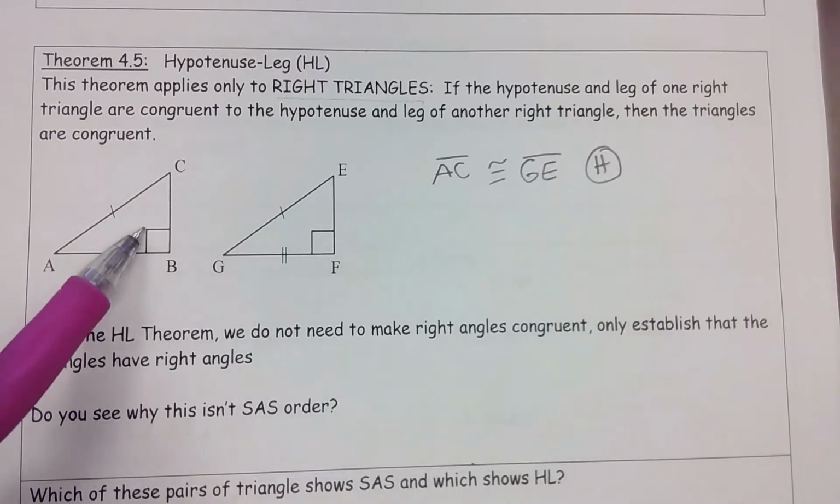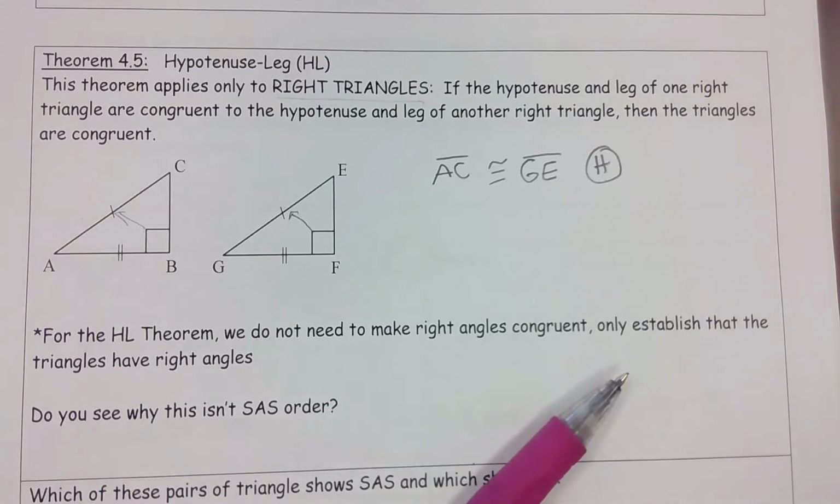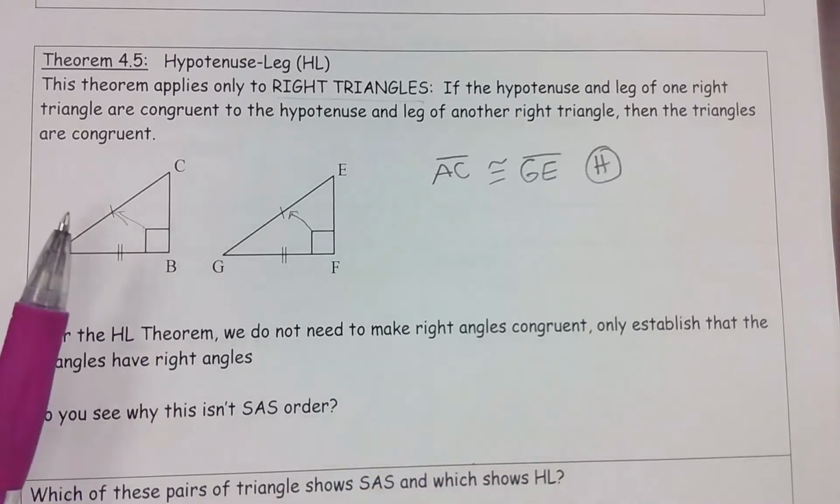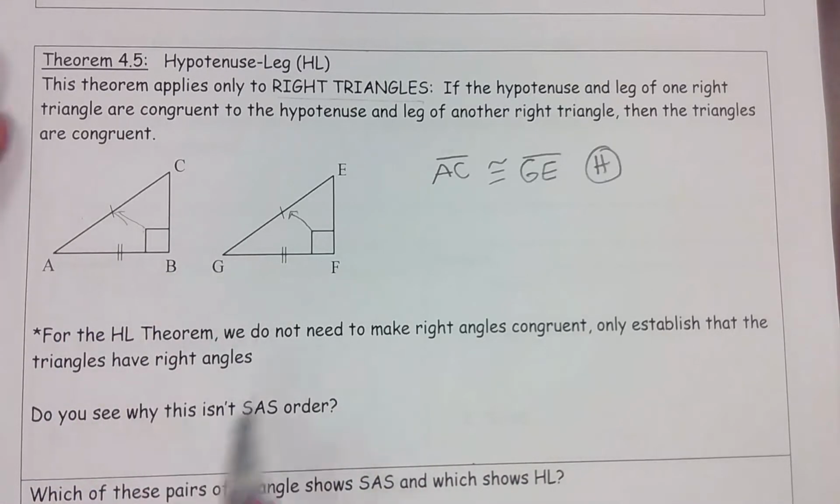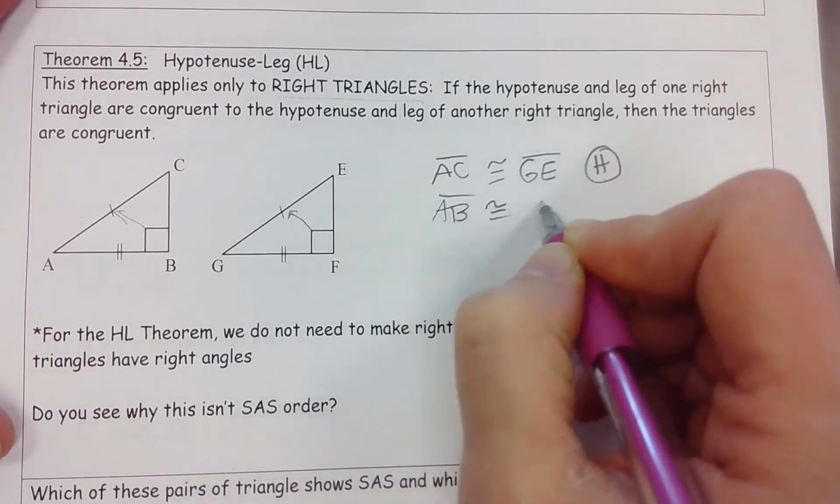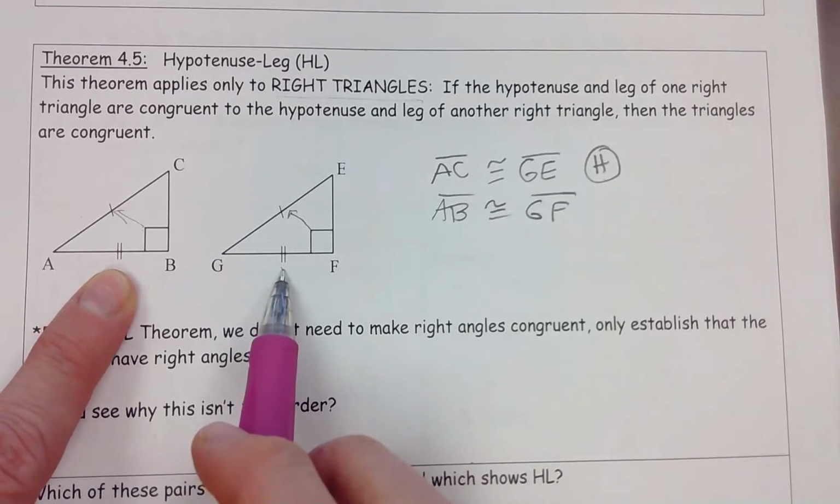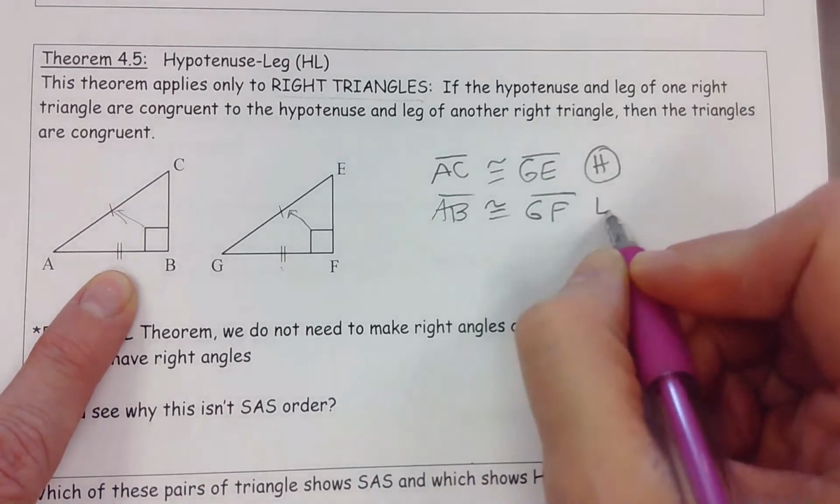So you see, go to the right angle, track across your triangle. Those are right triangles. Those are hypotenuses. All right, then we also have AB is congruent to GF. These sides down here. This is a pair of legs.